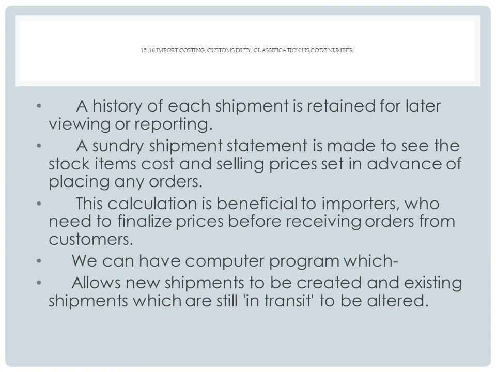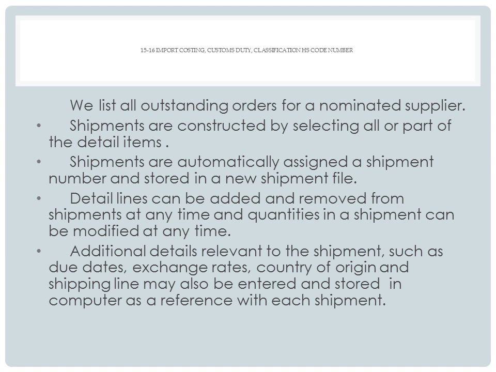We can have a computer program which allows new shipments to be created and existing shipments which are still in transit to be altered. We list all the outstanding orders for a nominated supplier. Shipments are constructed by selecting all or a part of the detail items. Shipments are automatically assigned a shipment number and stored in a shipment file. Detailed lines can be added and removed from the shipment at any time, and quantities in a shipment can be modified at any time.